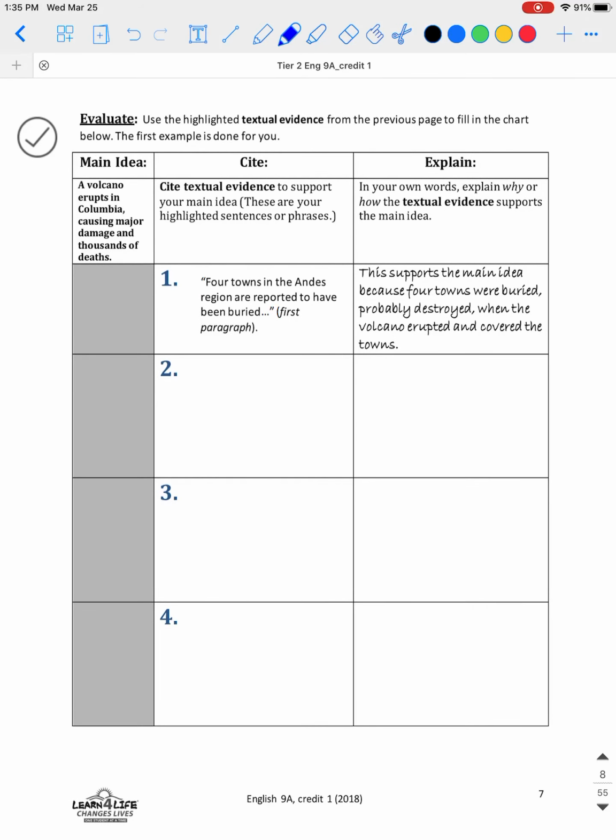So for the first one, I highlighted, and I'm going to put what I highlighted: about 20,000 are feared dead after a volcanic eruption in northern. And so I helped you out with this first one. They did give you an example.